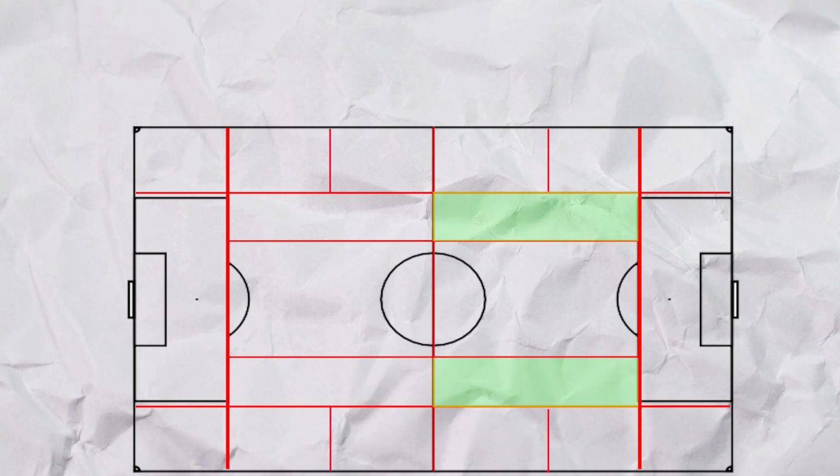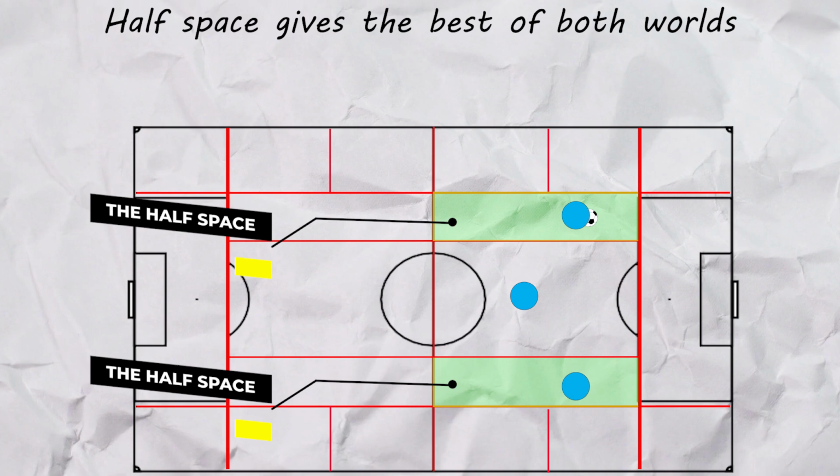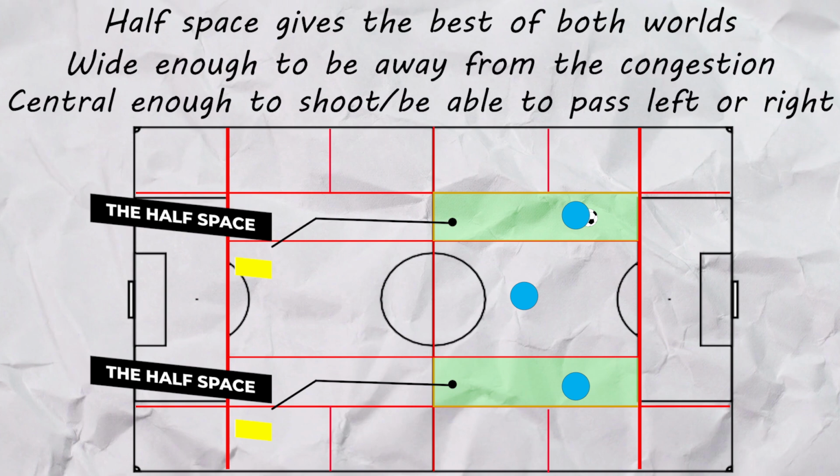But Pep also focuses on these in-between zones, or the half spaces, which, as we discussed in the last video, give them the benefits of space away from the congested center that the wide areas traditionally enjoy, as well as the ability to still shoot or pass into the box.